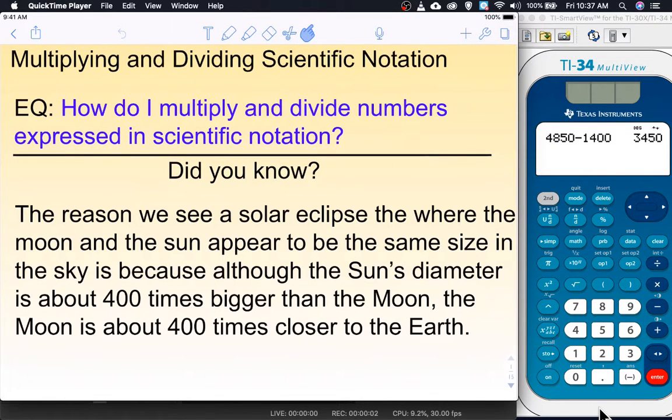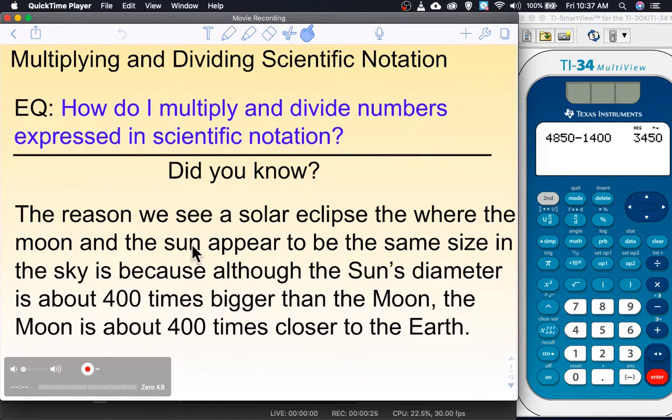Hello and welcome to this lesson on multiplying and dividing numbers in scientific notation. This is our final lesson on scientific notation, so let's get to it. The essential question says, how do I multiply and divide numbers expressed in scientific notation?